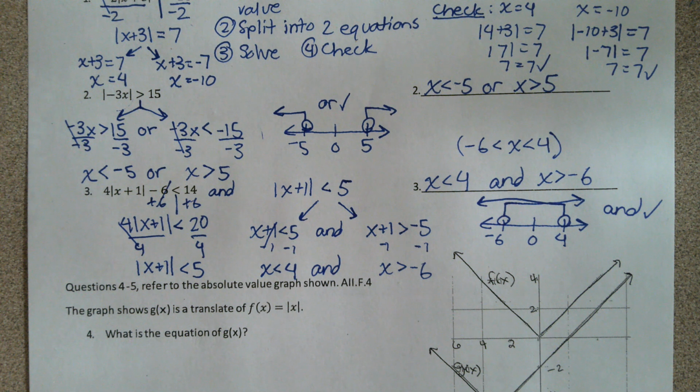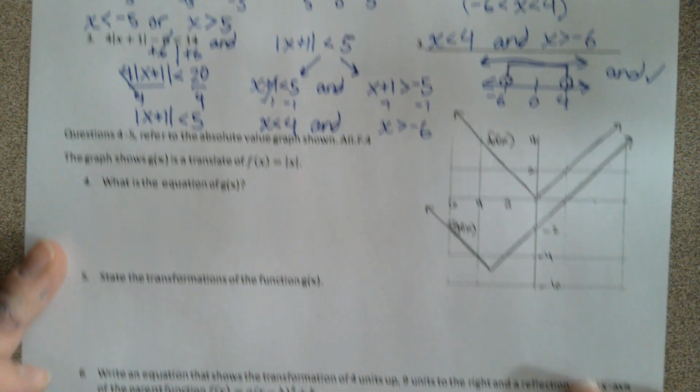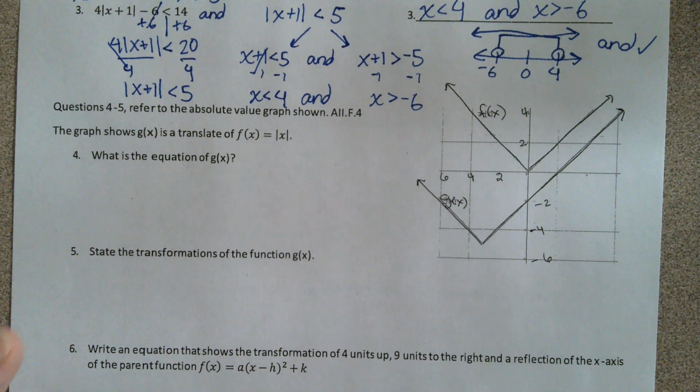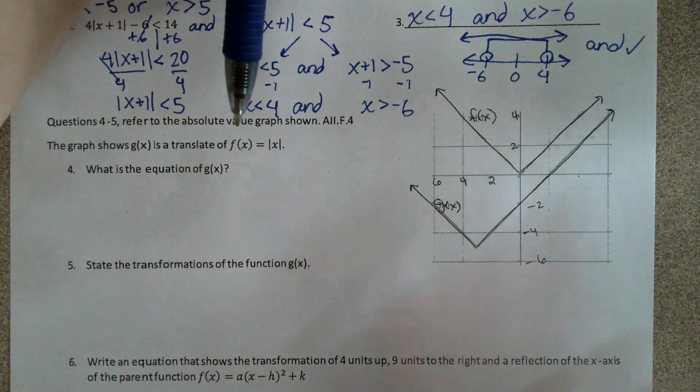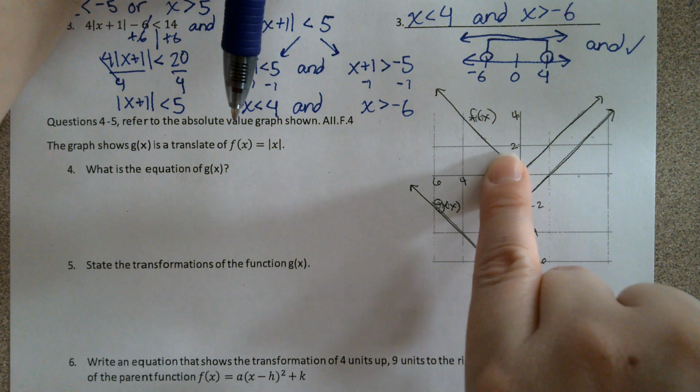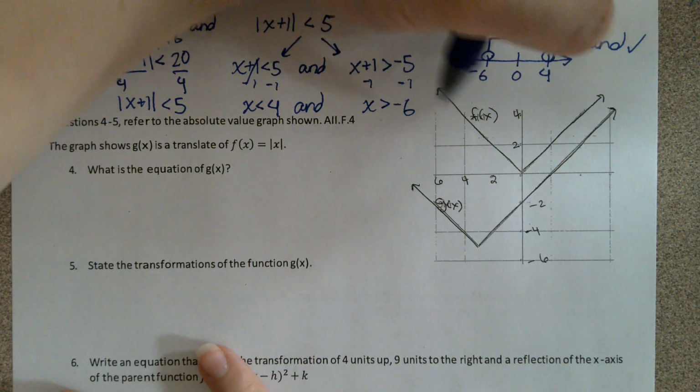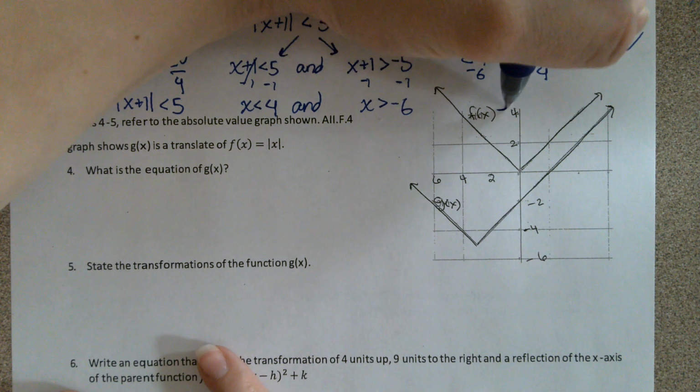So that was 1 through 3. That's review of Unit 1. The next section here is from Unit 2, which is when we talked about our transformations. Questions 4 and 5 refer to the absolute value graph shown. The graph shows g of x, this should be a transformation of f of x equals the absolute value of x. So f of x here, this is the original parent graph.